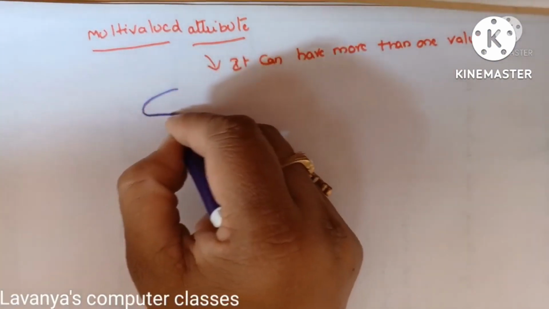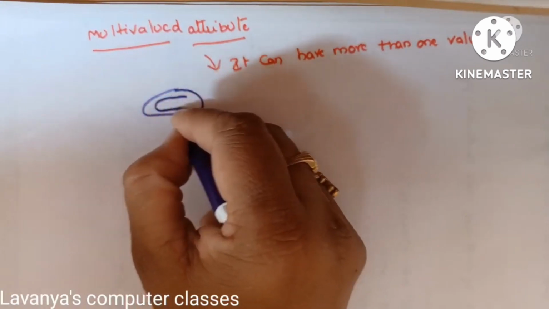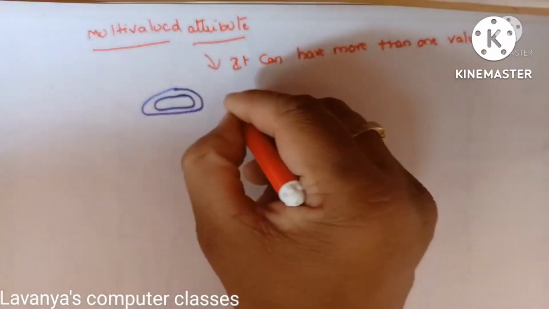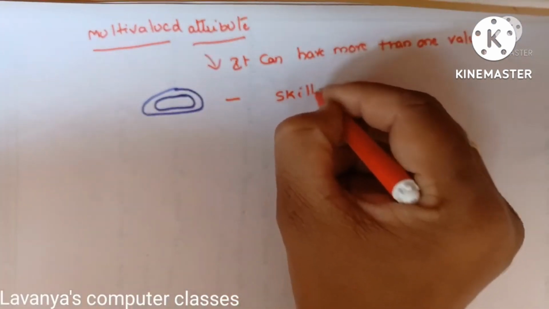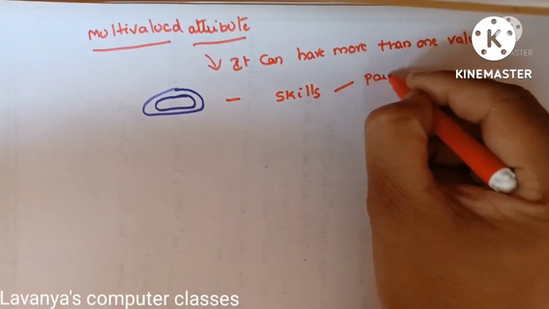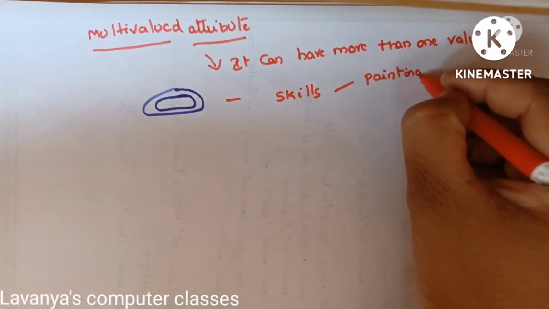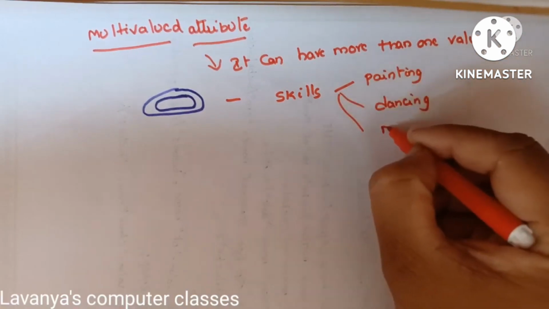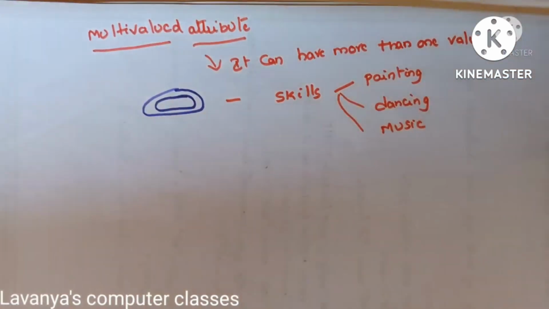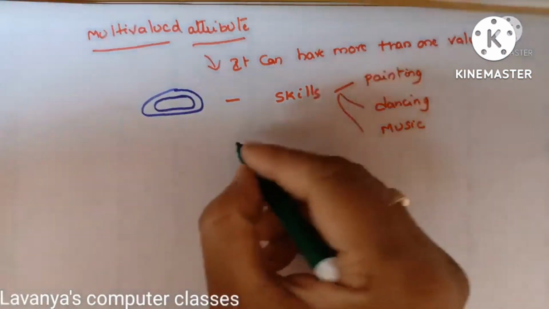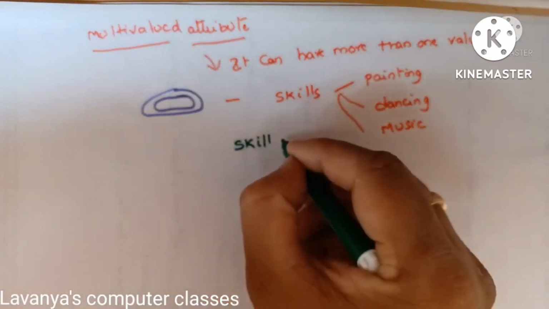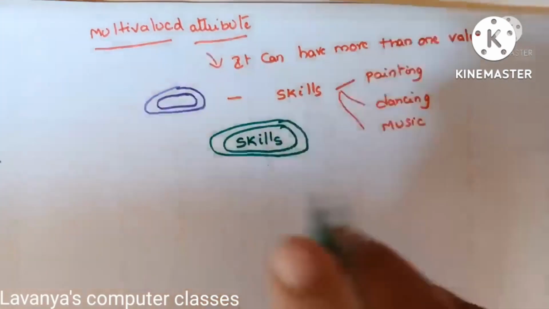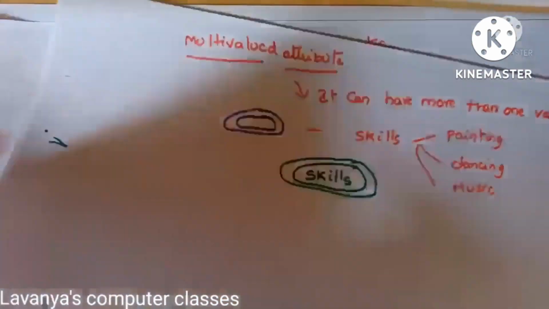Which symbol is used for representing a multivalued attribute? The double ellipse. A single ellipse is for a single-valued attribute; two ellipses are used for a multivalued attribute. For example, skills. Any person can have more than one skill. Some students or persons are interested in painting, dancing, music, etc. So one person can have any number of skills. That is called a multivalued attribute. To draw a multivalued attribute, we take two ellipses and inside the ellipse we write skills.